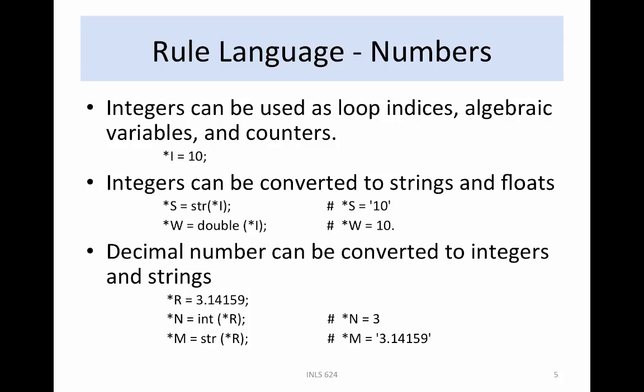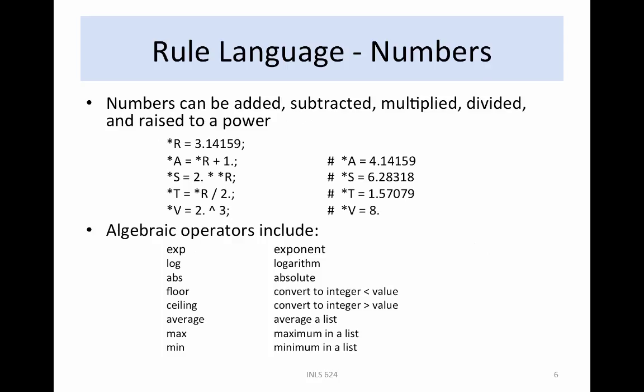Integers are used as loop indices in algebraic equations and as counters. An integer is specified as a number that does not have a decimal point. Numbers specified with a decimal point are floating point numbers. The conversion of integers and floating point numbers is shown here. The integer *I is converted to a string with the function str and is converted to a floating point number with the function double. The floating point number *r is converted to an integer with the function int and is converted to a string with the function str.